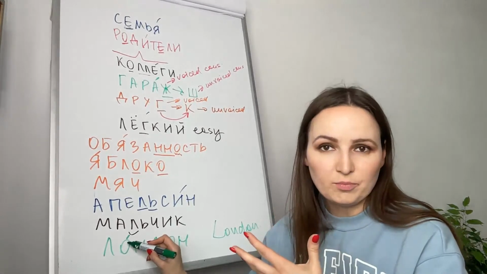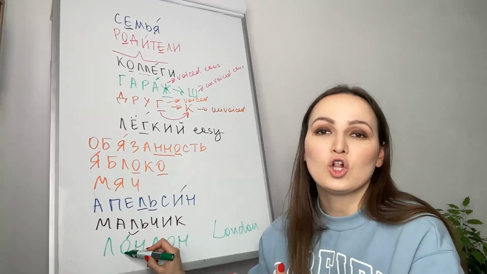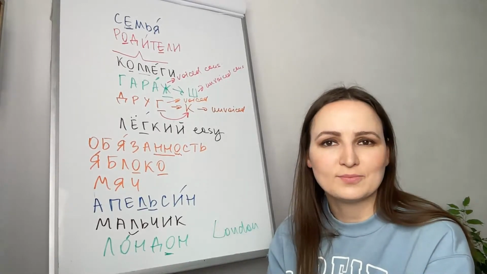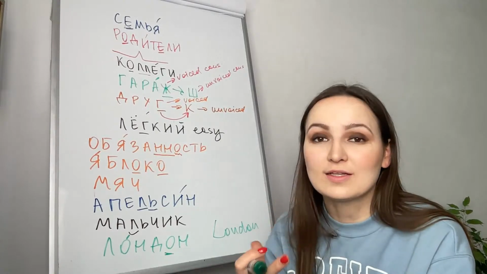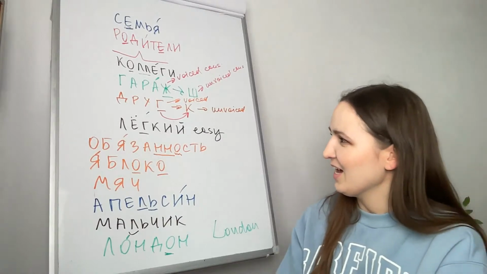So it's very important to stress the correct vowel. Лондон. Скажите, say Лондон. Очень хорошо, молодцы. Отлично.